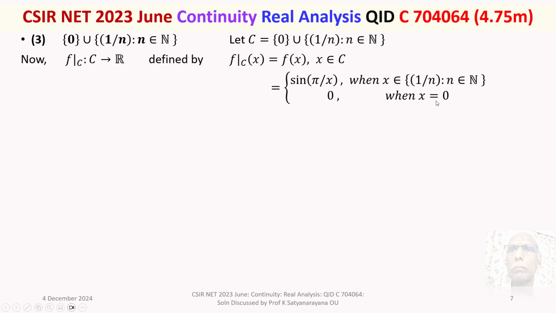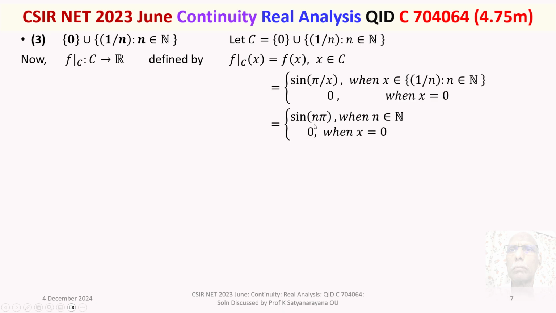when x is 0. Right. In sin pi by x when x belongs to the set consisting of 1 by n, n belongs to N, wherever there is x, we write 1 by n, that will be sin n pi. So that will be equal to sin n pi when n belongs to the set of natural numbers and 0 when x is equal to 0.